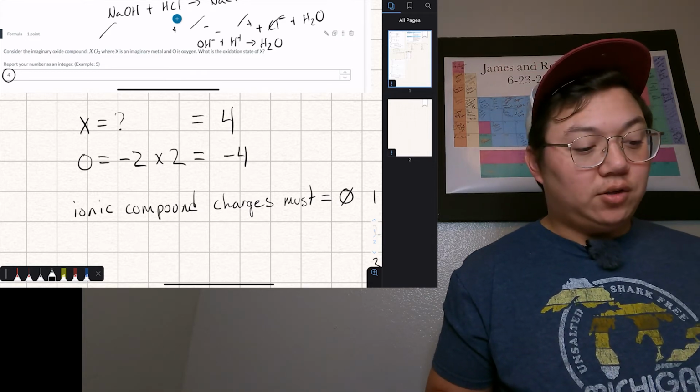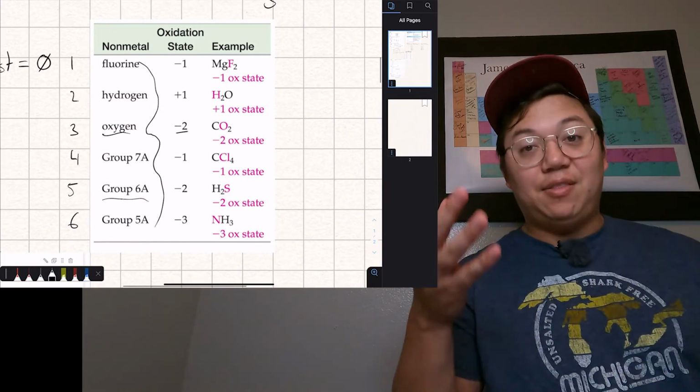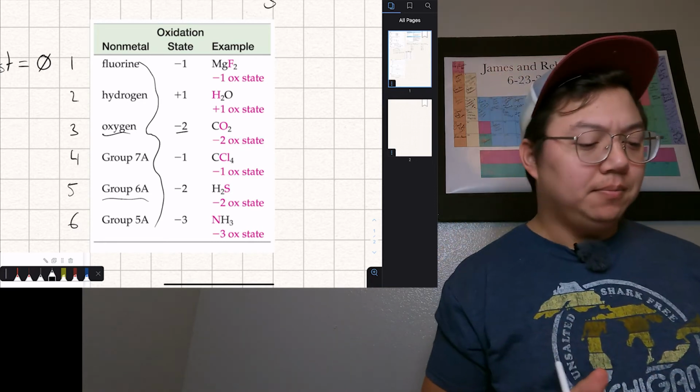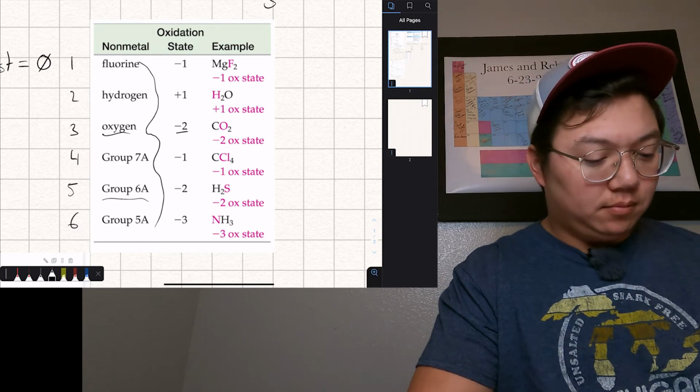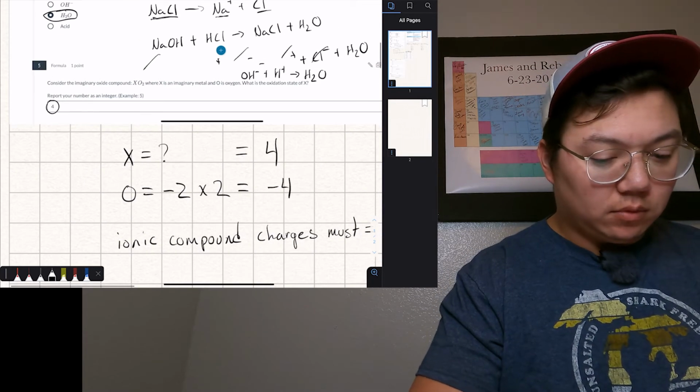So oxidation states aren't too crazy, but again, add this list to your notes or to your cheat sheet, and you'll be able to find it easily. Okay, so that's number 5.